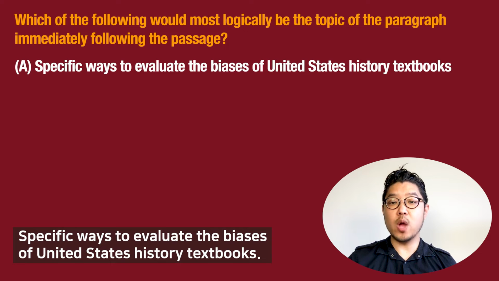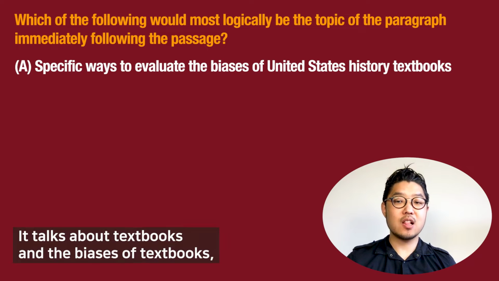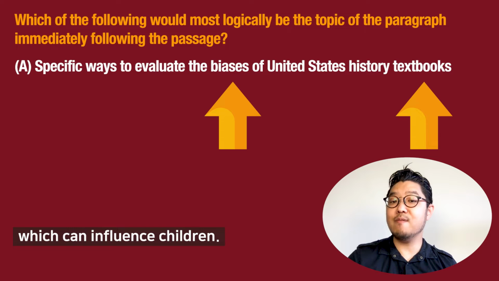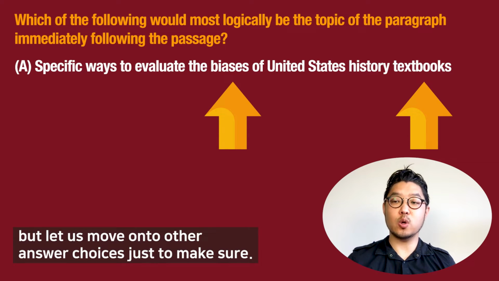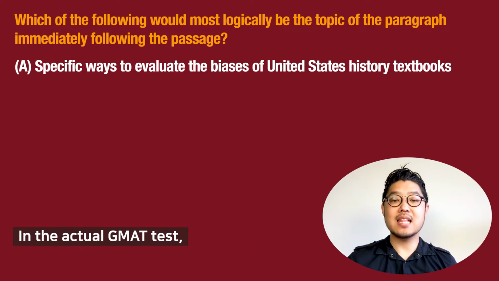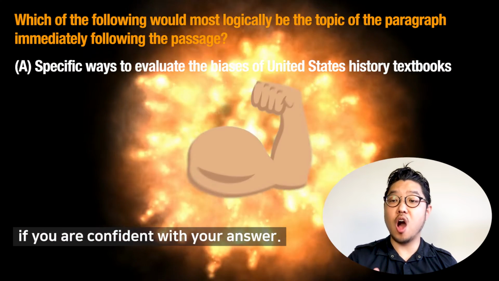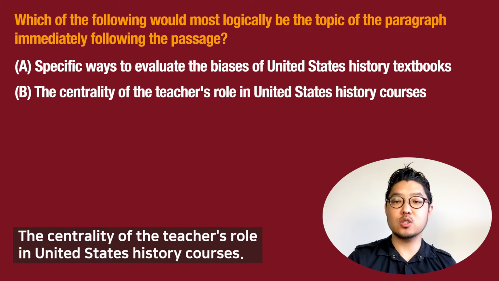A. Specific way to evaluate the biases of United States history textbooks. Answer choice A looks good. It talks about textbooks and the biases of textbooks which can influence children. A is the answer, but let us move on to other answer choices just to make sure. In the actual GMAT test, you don't need to read the other answer choices if you are confident with your answer.